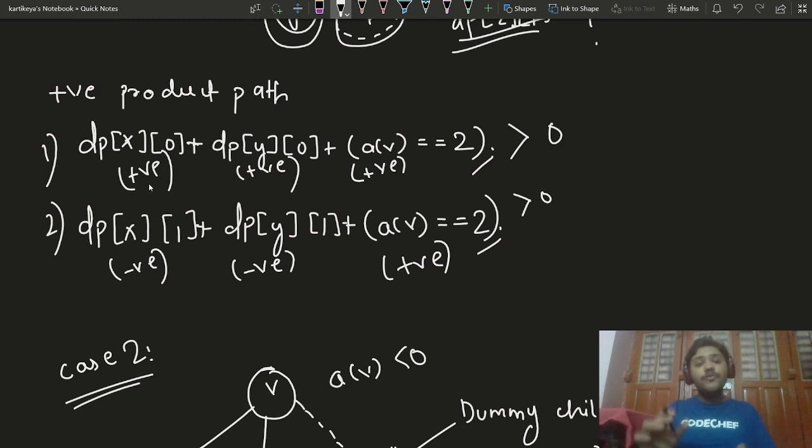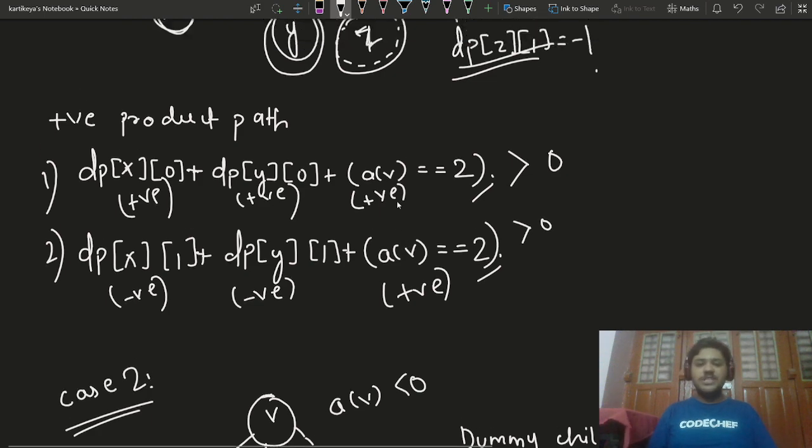Basically the power of 2 in that path would be dpx0. The path you considered from the child x is having a positive magnitude. The path you considered from child y is having a positive magnitude dpy0, and a of v is equal to 2, then just add another power of 2. Now the path you considered from the child x is having a negative value. The path you considered from child y is having a negative value. Sorry for using the word magnitude. The magnitude is always positive, and the vertex v is positive because it is assumed here.